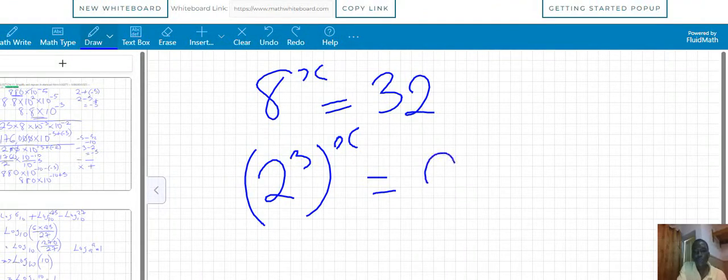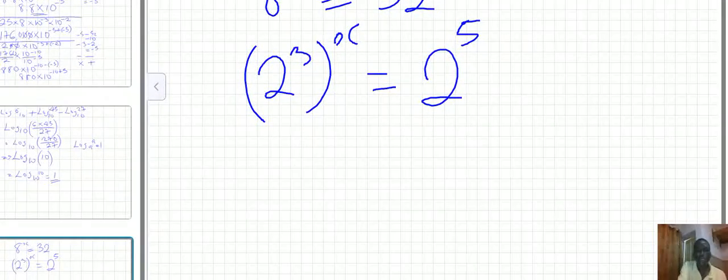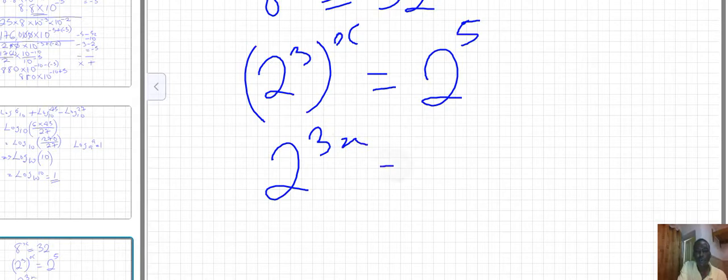And we can also raise 2 to power 5. That will give us 32. So you see, we will now have a common base. The next thing we will do, 3 times x will give us what? 2 raised to power what? 3x equal to 2 raised to power 5. Very easy.